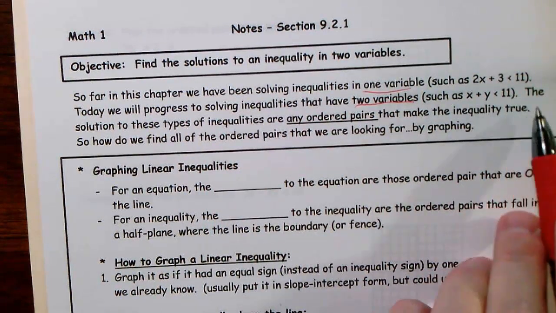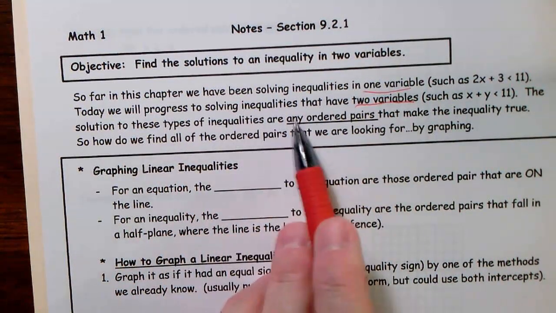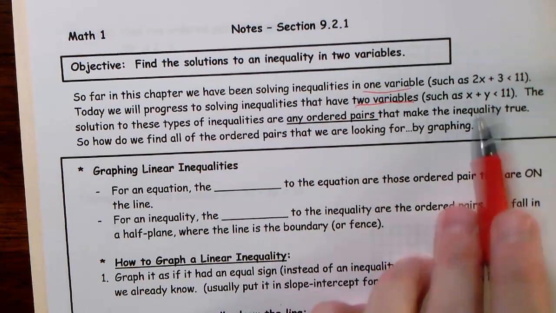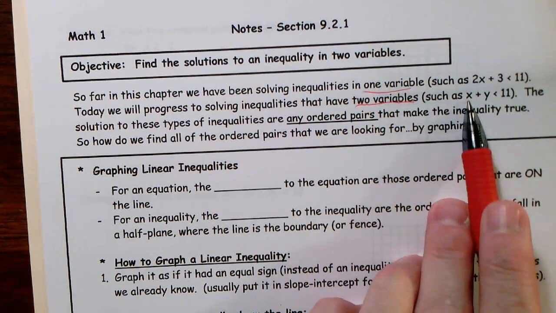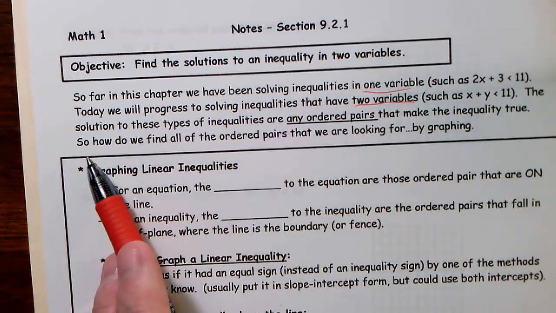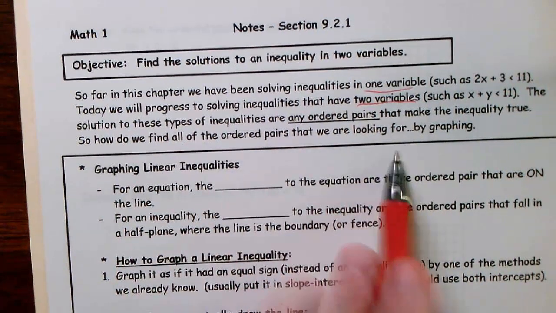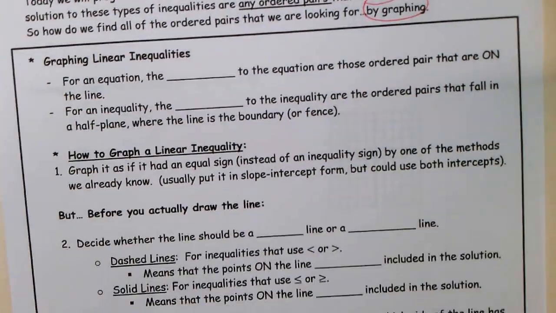The solution to these types of inequalities are any ordered pair that makes the inequality true. Like in this one, x could be 2, y could be 3, x could be 7, y could be 1, right? There's infinitely many possibilities. So how do we find all of the ordered pairs that we are looking for? Well, we do it by graphing. All we need to learn how to do today is graph an inequality.